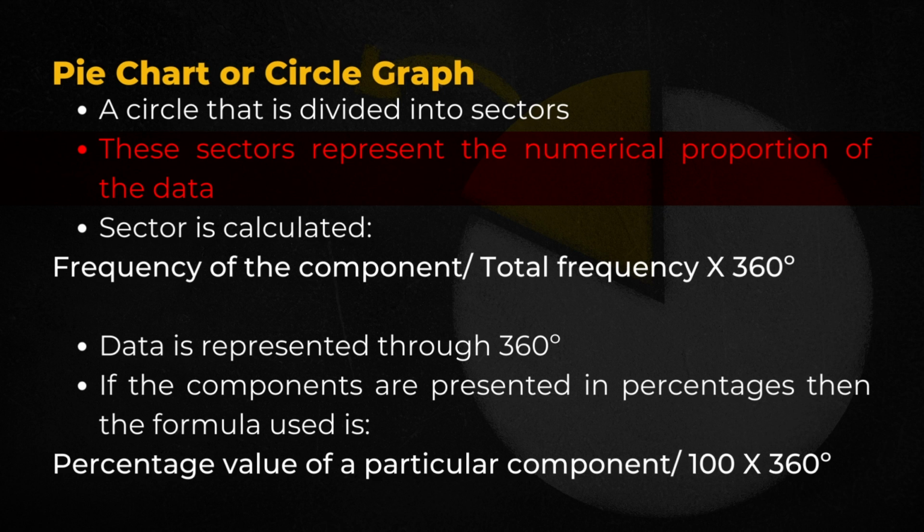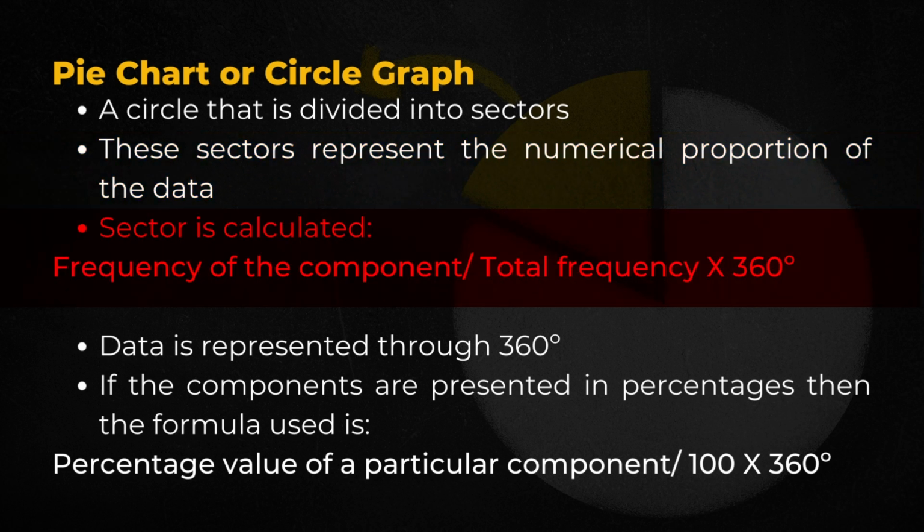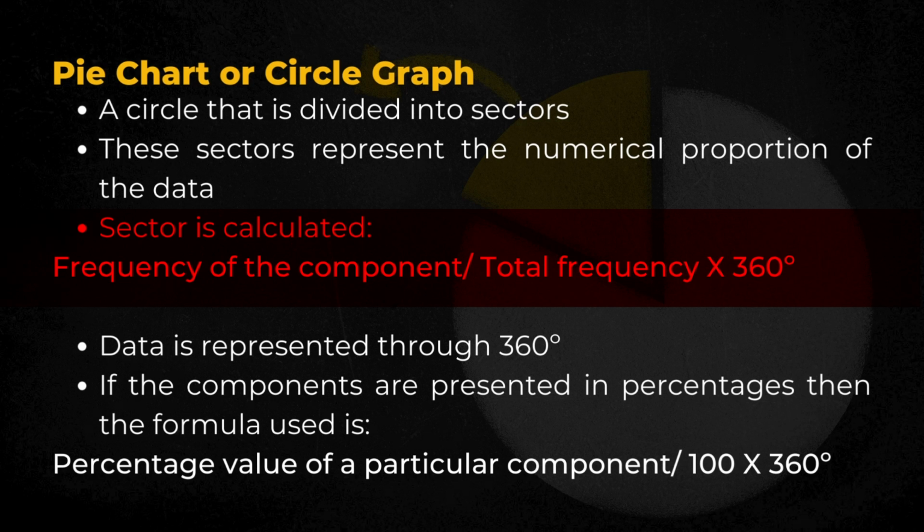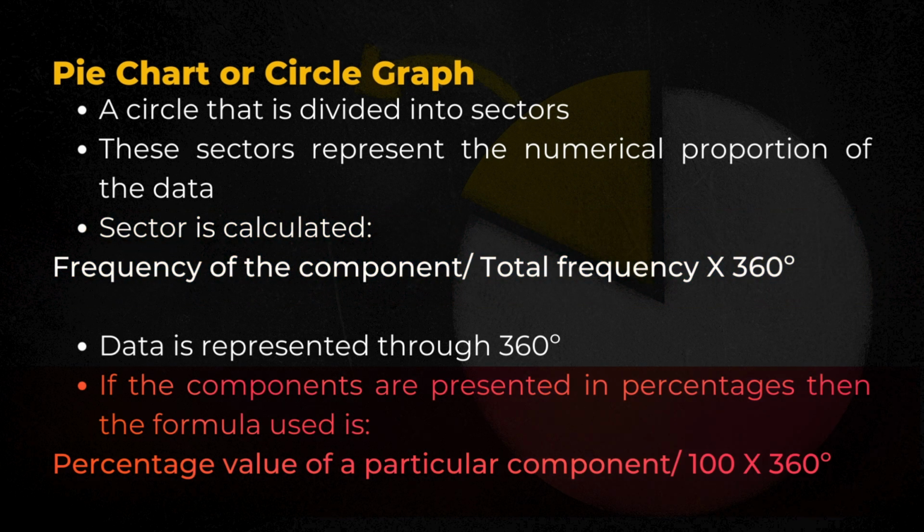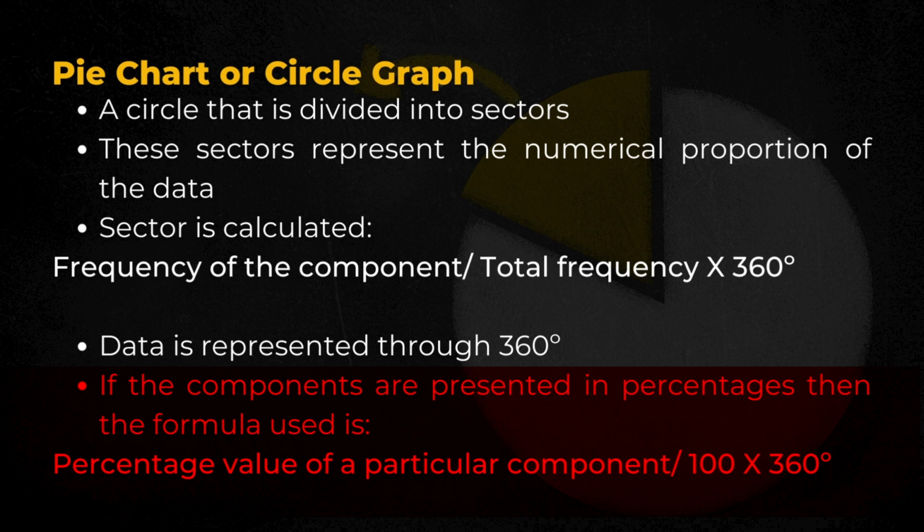As we know, there are 360 degrees in a circle, and within that circle we compute the sectors. The sectors are calculated with the formula: the frequency of the component divided by the total frequency, multiplied by 360, because 360 is the area of the circle. If the components are presented in percentage, which is always out of 100, the formula becomes the percentage value of a particular component divided by 100, multiplied by 360, 360 being the area of the circle.